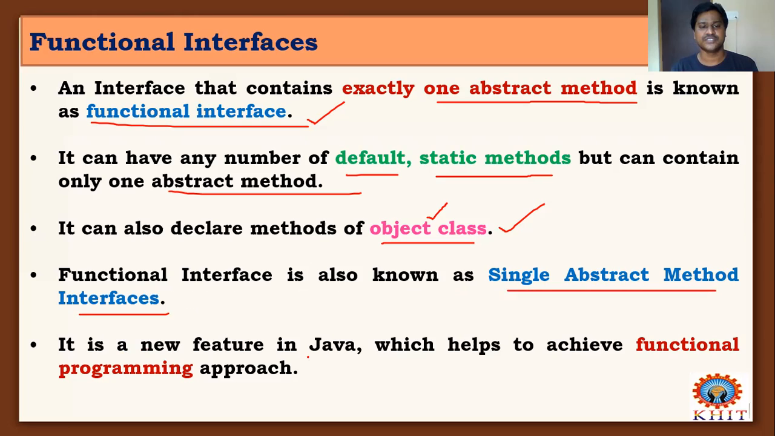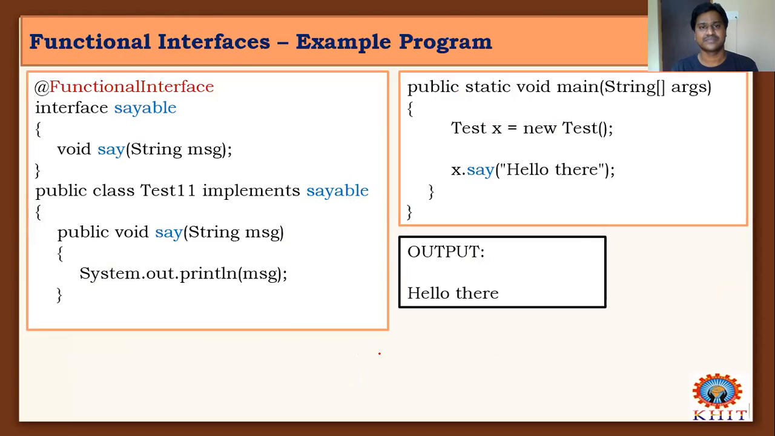It is a new feature in Java which helps to achieve the functional programming approach. Functional programming is nothing but, function means a method, which contains some set of instructions to perform a particular operation related to a task, right? In the same way, we can achieve this by using functional interfaces.